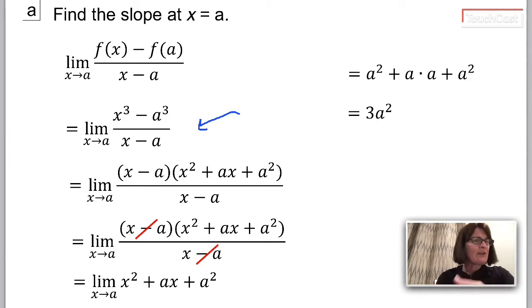Once I remember that I have that factoring pattern available to me, I can cancel out my x minus a's. I have the limit as x approaches a of x squared plus ax plus a squared. Now it's okay to substitute in because I won't have a divide by 0 problem. And I get a squared plus a squared plus a squared, or 3a squared.